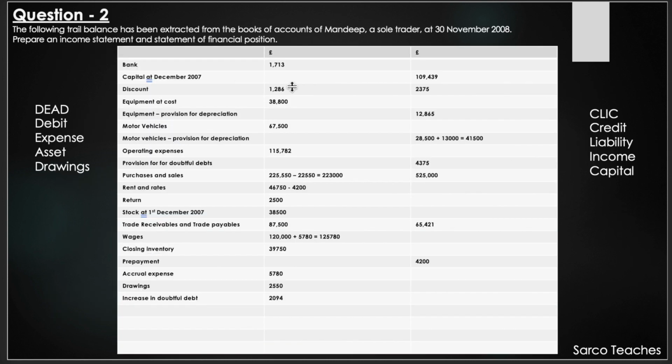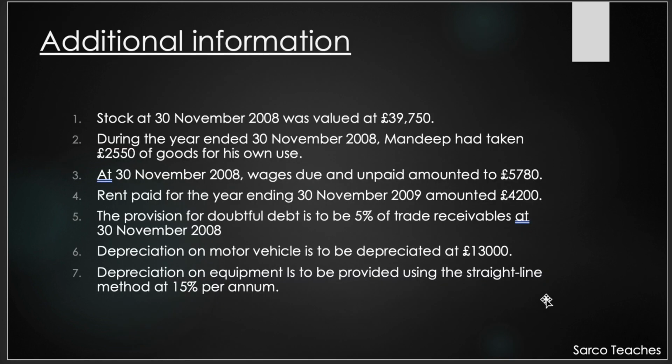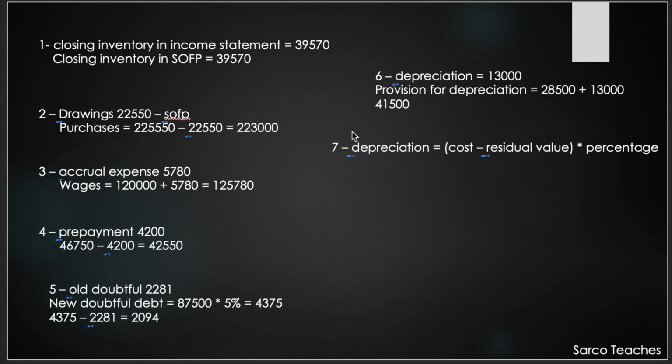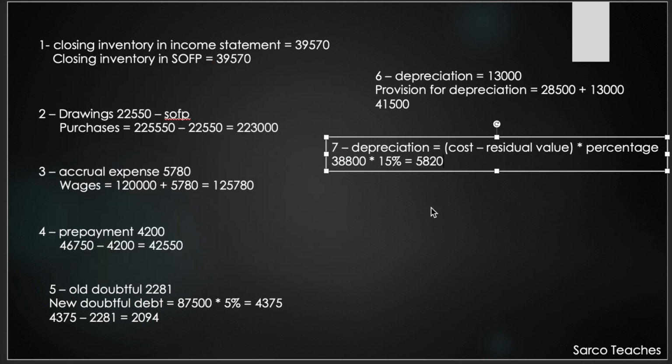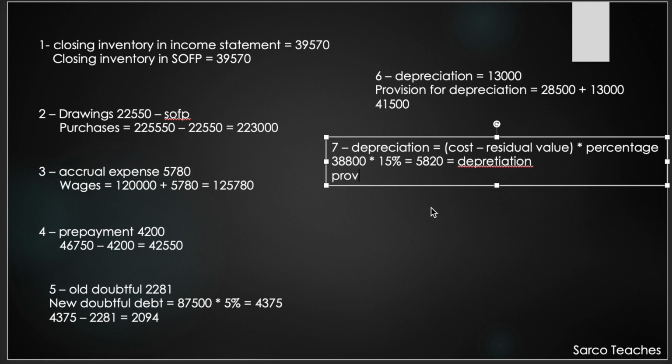So first we go to our trial balance to see how much it cost us to buy the equipment, which is 38,800. Then we look for residual value. We haven't been given any residual value, so we just ignore that. But we've been given the percentage, so we times it by 15%. Okay, so now we have the depreciation for the year. We must add that to our provision for depreciation.